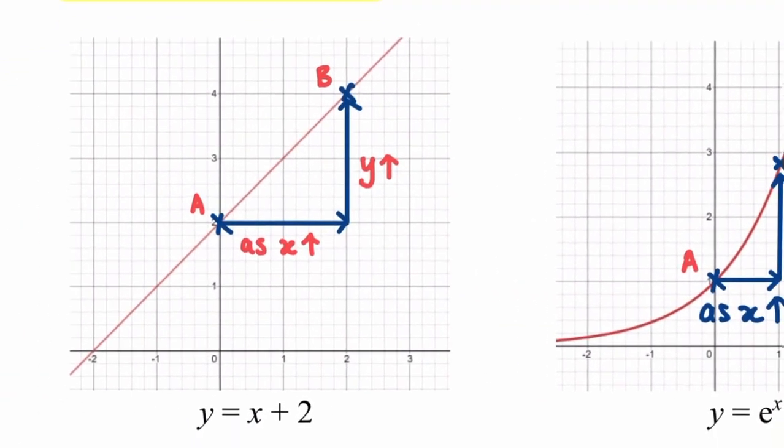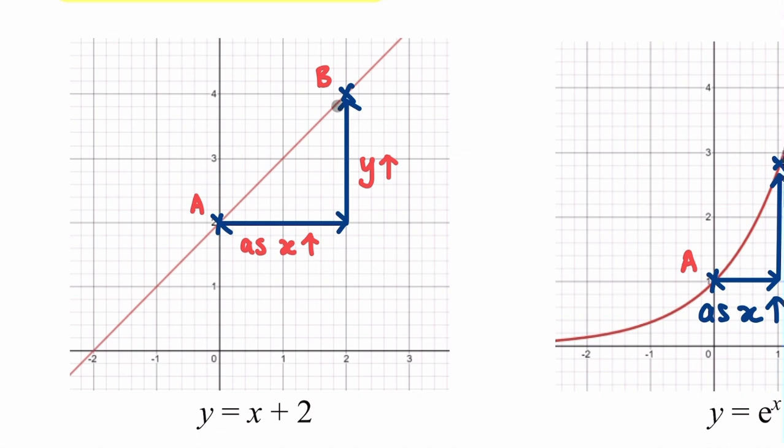For example, we have y equals x plus 2, and let's mark out two points, a and b. We notice that if we move from a to b, as the value of x increases, the value of y increases as well.